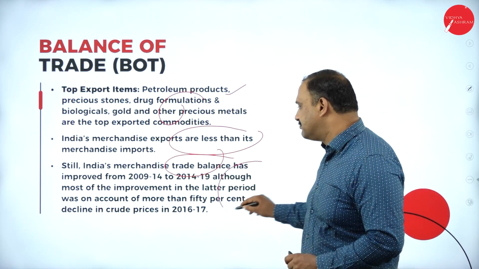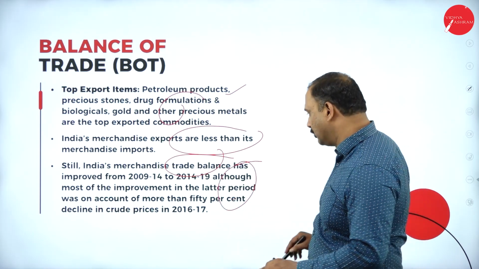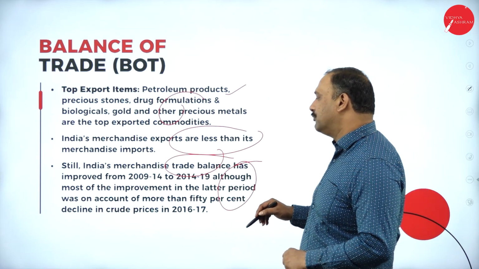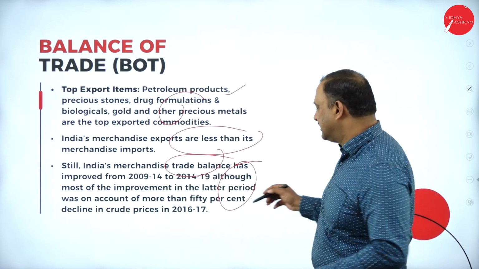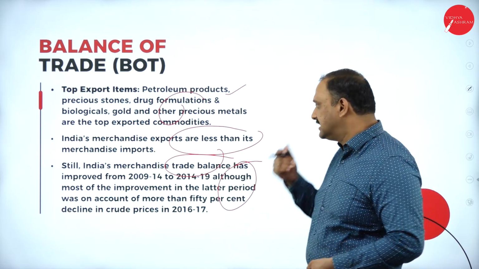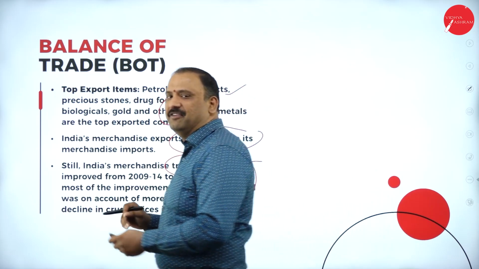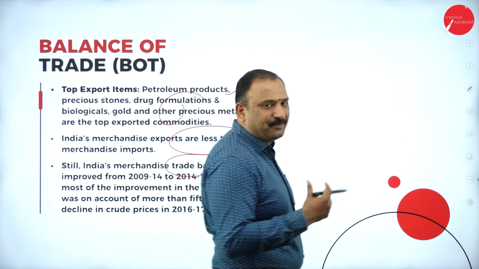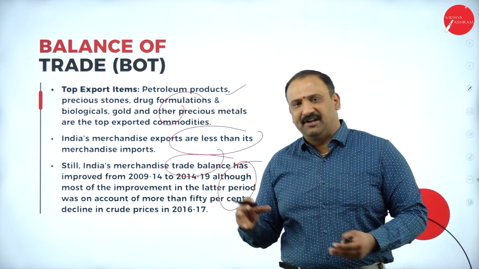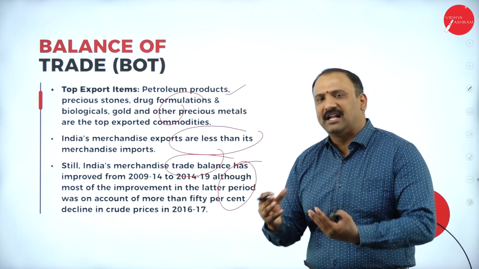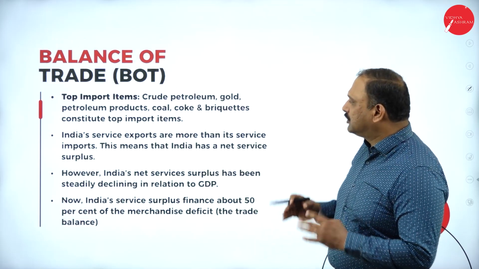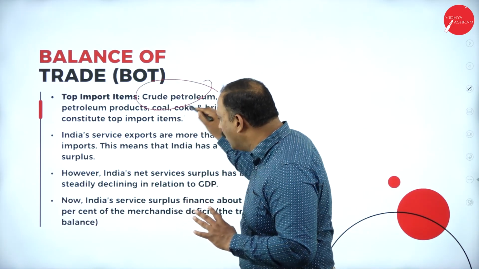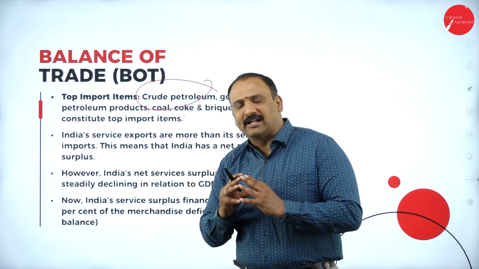Still, India's merchandise balance improved between 2009 to 14 and 14 to 19, although most of its improvement in the latter period was on account of a more or less 50% decline in imports that we have been seeing altogether. So this is a very, very interesting factor for all of us to understand, to grow with, and to determine how things have been going in our favor or in the situation that we have been demanding. Now, the top import items, again, the most important thing is crude petroleum, gold, petroleum products, coal and coke that we have been importing.